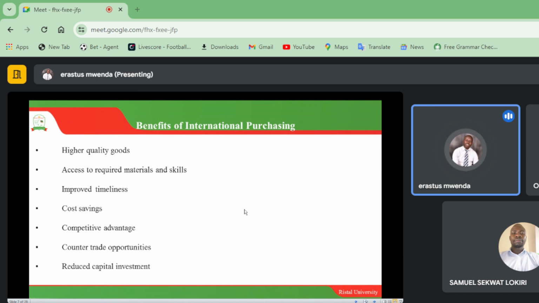Number two is access to required materials and skills. So you are able to access better raw materials. You are able to access individuals that are more knowledgeable about the product. They can tell you the pros and cons. And in terms of skills also, there are those people that guide you when you are doing international purchasing activities. So they are able to help you go about it.